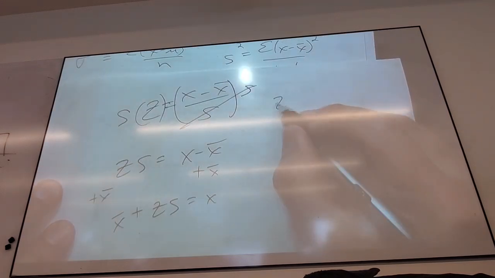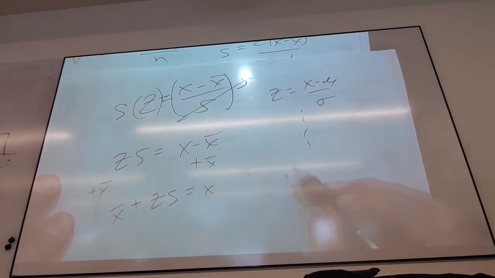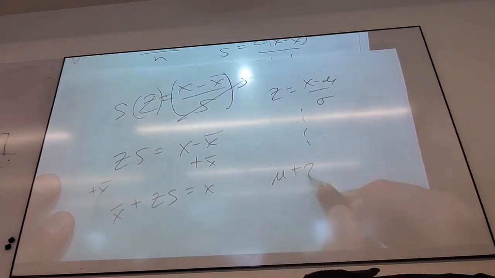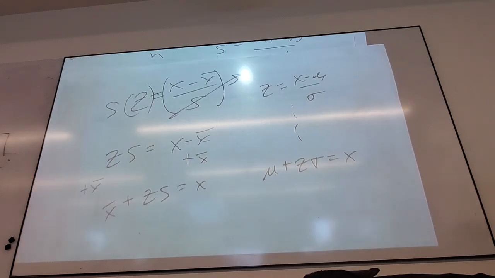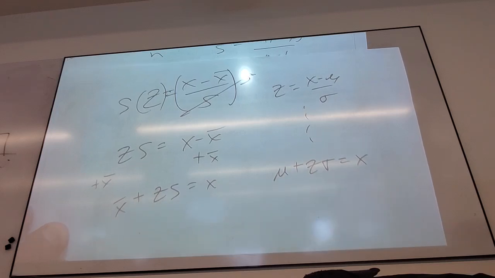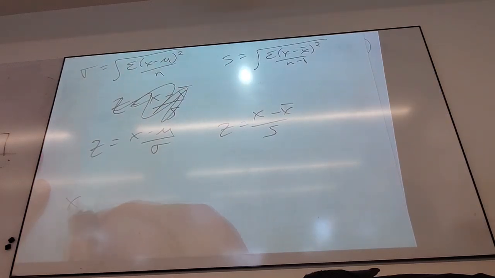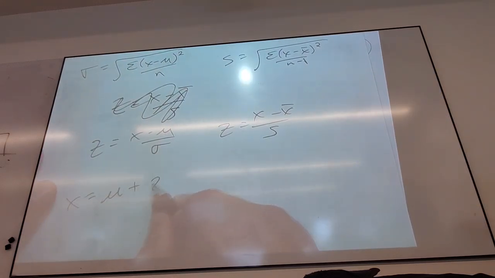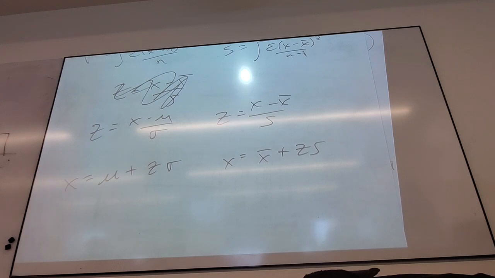If I had a population one and I did all the same work, I would end up with this: mu plus z sigma equals x. They both mean the same thing. If I know a z-score and I know the mean and the standard deviation, I can calculate what data point that gets me to. So you can add that to your formula sheets now. Same formula, just different symbols if I have a population or a sample. They're exactly the same formula.